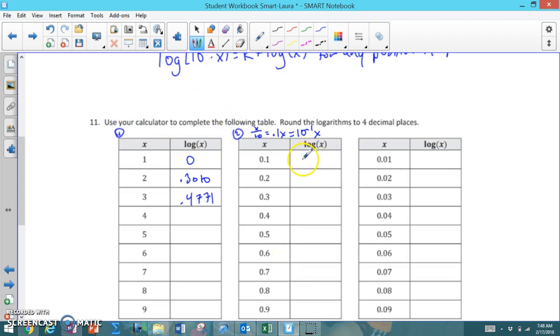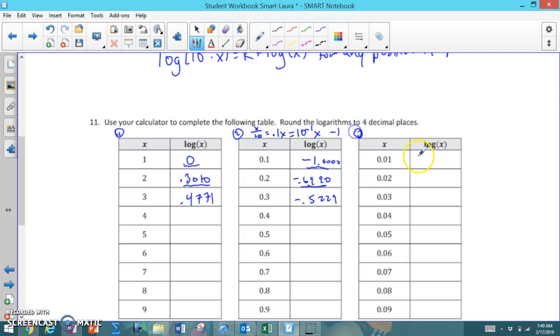And in this case, when I typed in log of 0.1, I ended up getting a negative 1. When I typed in log of 0.2, I got negative 0.6990. Log of 0.3 is negative 0.5229. Now sometimes this pattern is a little bit harder to see, but if I really just compare the 0 to a negative 1, my conjecture is that I'm going to subtract 1, or add a negative 1. I then took 0.3010, did minus 1, and I did in fact get negative 0.6990.